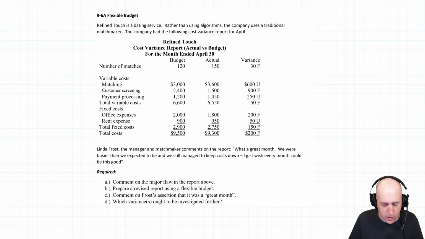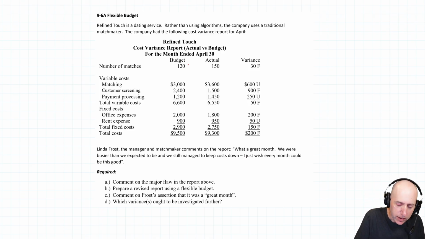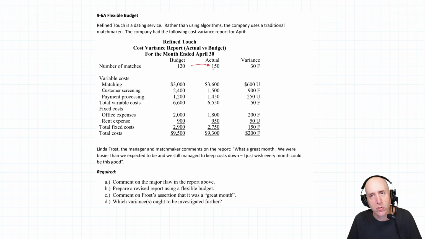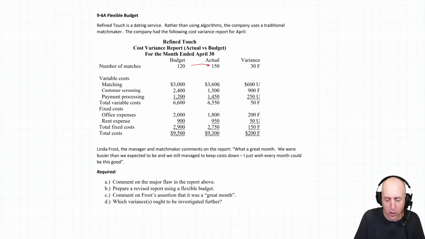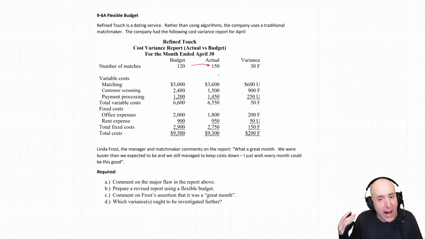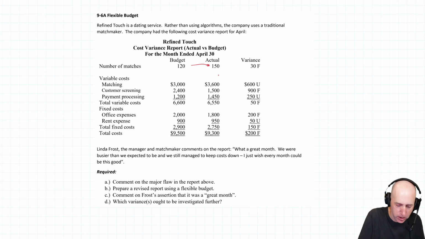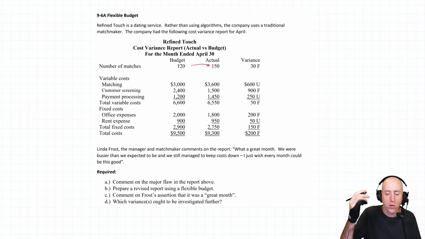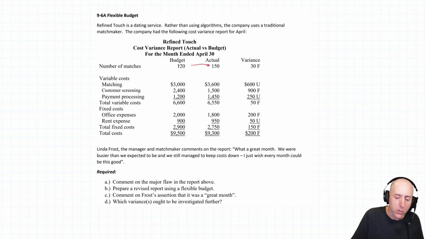Well, the flaw of the report from a flexible budgeting perspective is that we're not comparing apples to apples. We're looking at a static budget based on 120 matches. When we actually had 150, you would naturally think a lot of those variable costs would go up. So why don't we recast this report? Again, the budget's a great tool for planning, but when you're looking back after the fact, why don't you adjust the budget based on what actually happened?